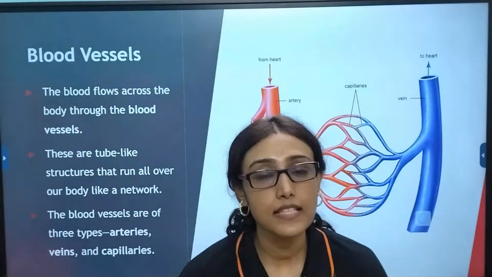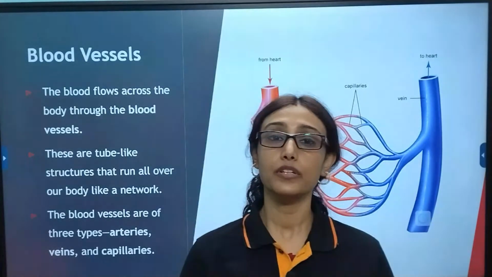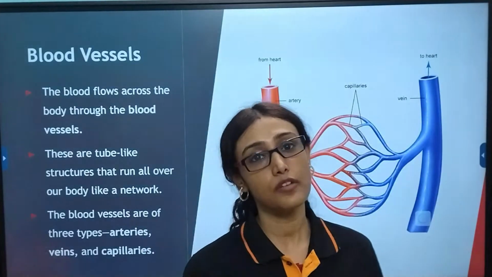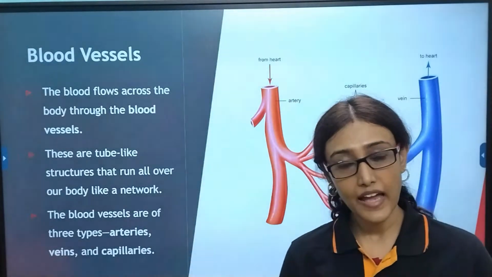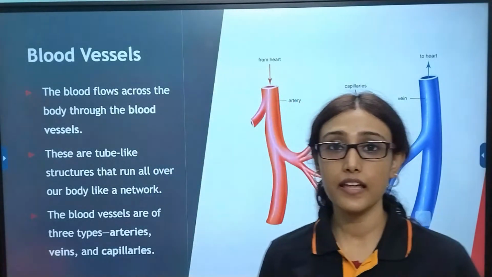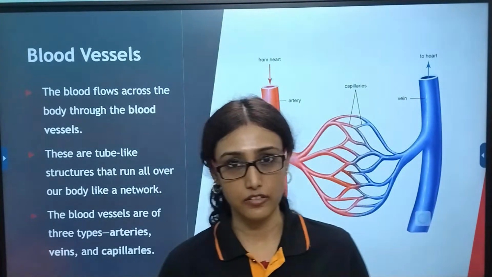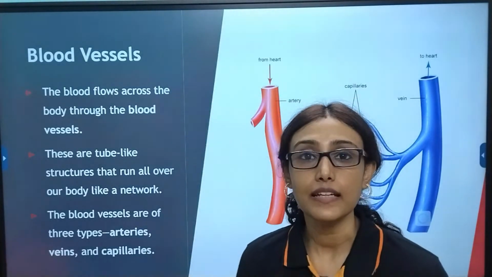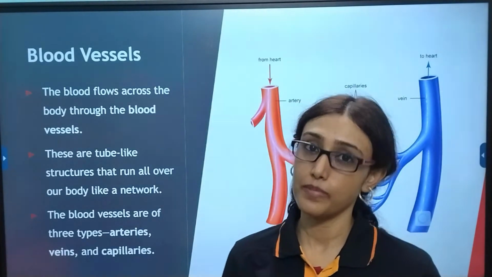In the previous lecture we have learned what the circulatory system is, what the different components of the circulatory system are, what blood is, how many types of blood vessels there are, what plasma is, etc. Today we will be continuing with blood vessels and their different types.